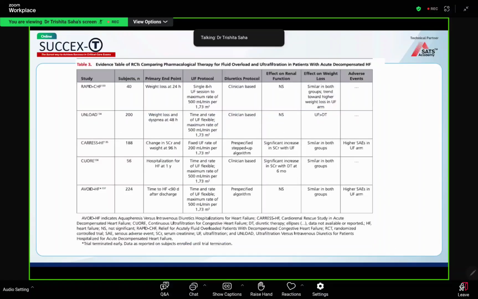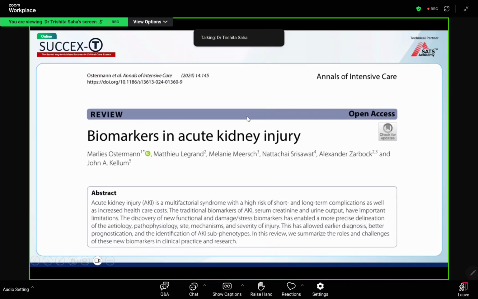So I was told to make a few notes about which review articles to study for the upcoming exam. This is one of the nicest review articles, published in Annals of Intensive Care, by Marlies Ostermann. This is on biomarkers in acute kidney injury. My whole talk on biomarkers was partly taken from this, so I'm not discussing it in detail. For the biomarker part you can refer to it. Before going to the exam, you should read this article.